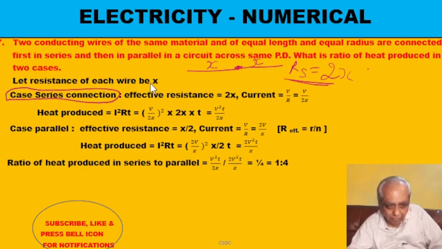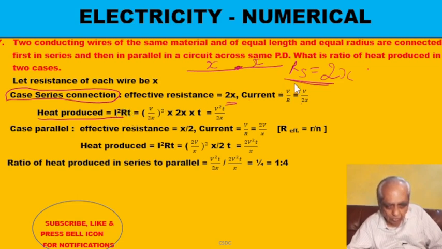Resistance of each wire is X. So effective resistance is 2X because I am connecting them in series. Current by using Ohm's law is V upon R. Let V be the potential difference that is applied and resistance is 2X. So this is the current. Now heat produced by Joule's law of heating is I square RT, isn't it? This is the energy. I square R into T will give the energy.